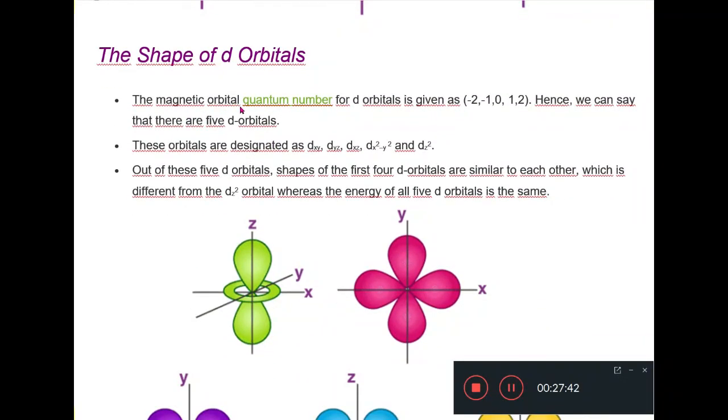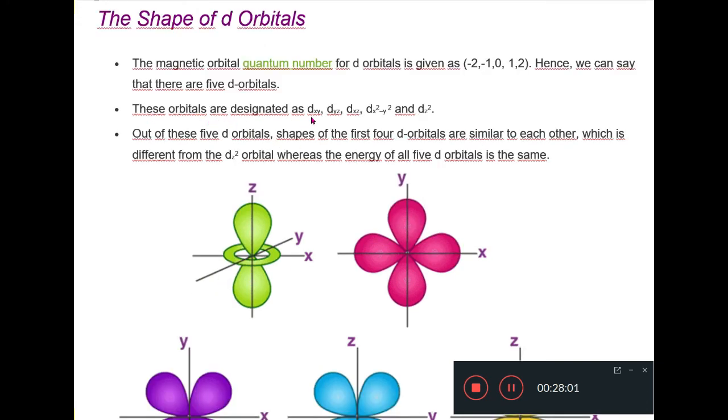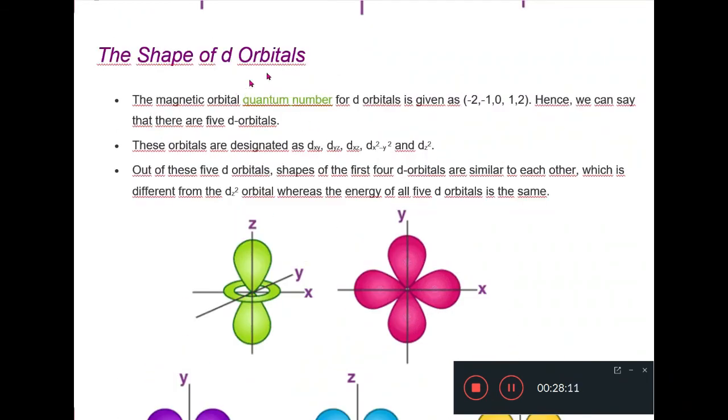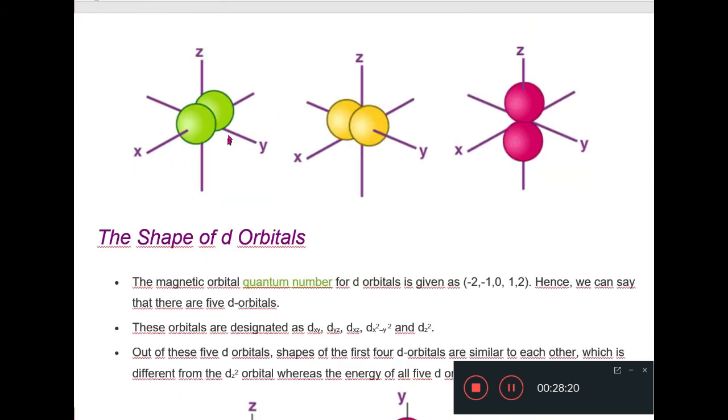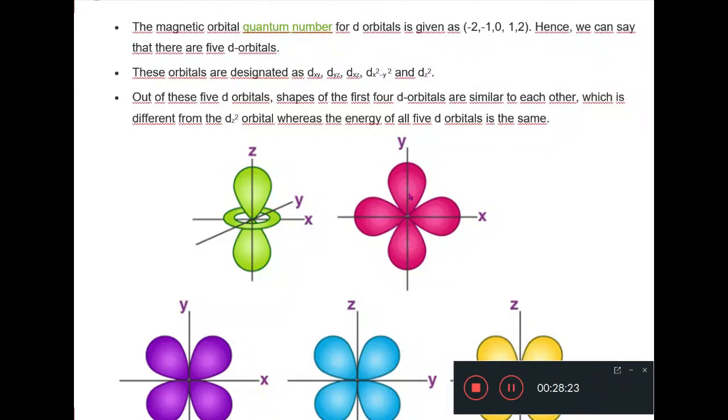Students, the magnetic orbital quantum number, or magnetic quantum number, gives information about orbitals. From the magnetic quantum number, we know that there are 5 orbitals in the d subshell. These 5 orbitals are designated as dxy, dyz, dxz, dx square minus y square and dz square. In d orbitals, there are 4 lobes, or we can say they are double dumbbell. P orbitals are dumbbell shaped, whereas d orbitals are double dumbbell with 4 lobes.